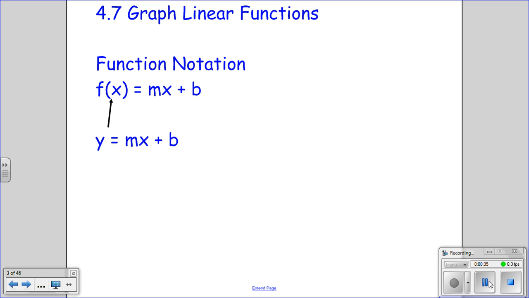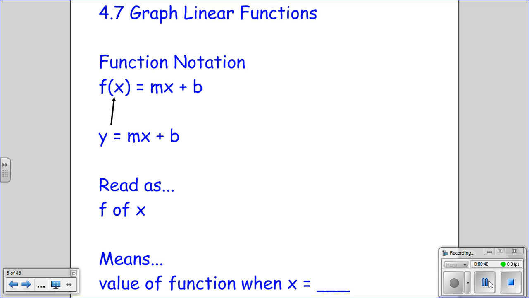Those two really mean the same thing. The y is the same thing as that f with the x in parentheses. We read it as f of x. It means the value of the function when x equals whatever number we're putting in for x. It is not f times the x. That is not what that means. It means the value of the function. That f stands for function. And the f of x is the same thing as y. We'll work through it in this section.